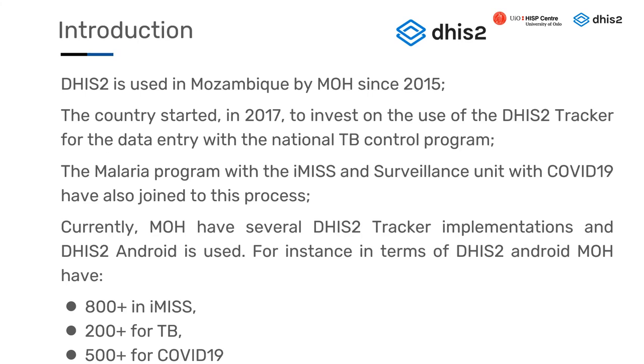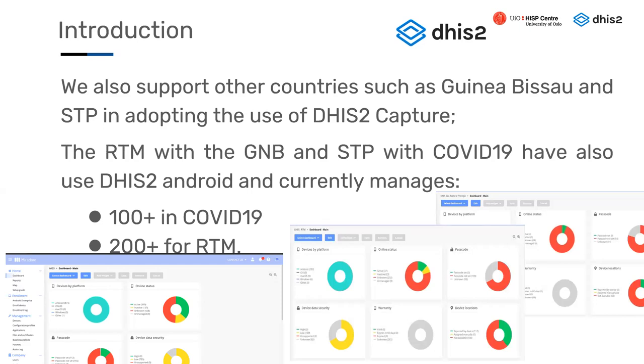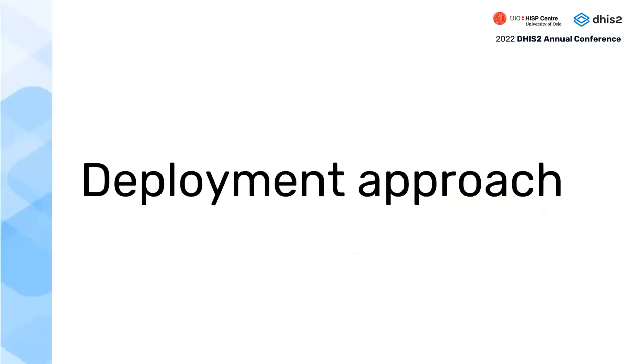Currently, the Ministry of Health has several tracker implementations, which is why we are in second place in using these devices as a way of implementing DHIS2. For instance, in terms of DHIS2 Android, the ministry has been using over 8,000 devices for the IMISH program, 2,000 for the TB program, and also 15 for COVID. We have been supporting other countries using the same approach, such as Guinea-Bissau and São Tomé and Príncipe, using the device as a mechanism to implement their programs.